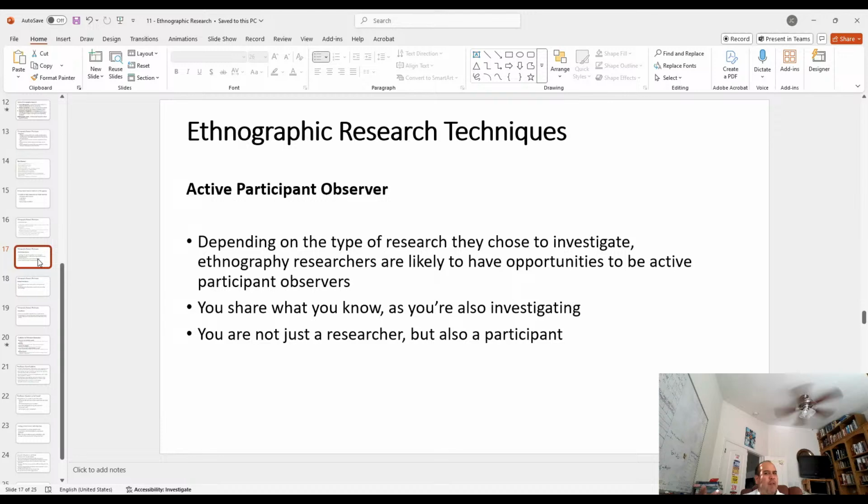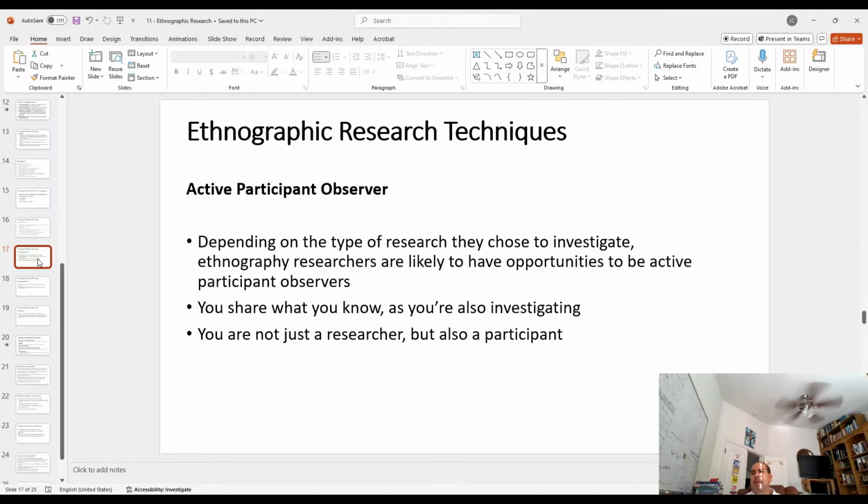Where you're involved, or you're in a culture, you're in the Navajo reservation, like Donna Daly. She's not there just on the corner taking notes. She's living the life of a Navajo. She's cooking with them, she's cleaning with them, she's doing ceremonies with them, all of those different things. And you share what you know as you're also investigating.